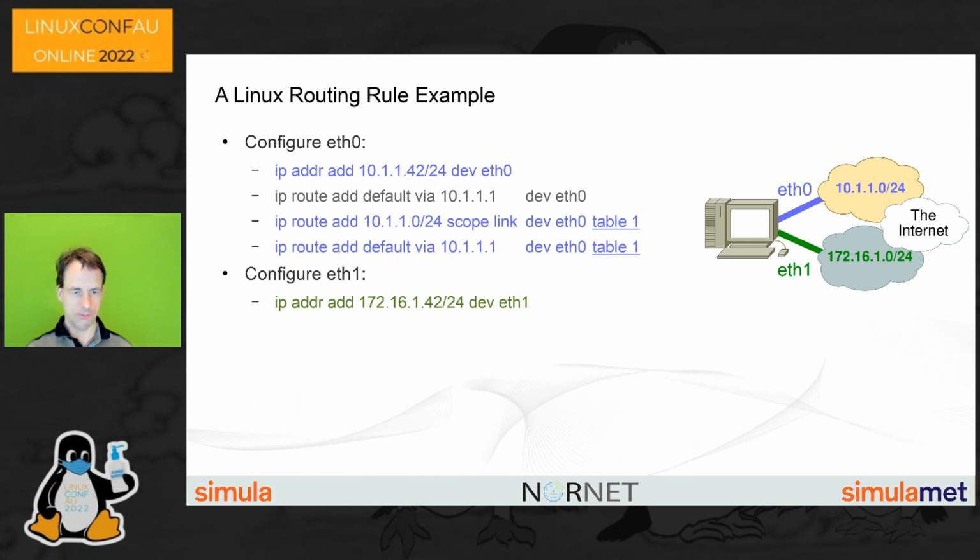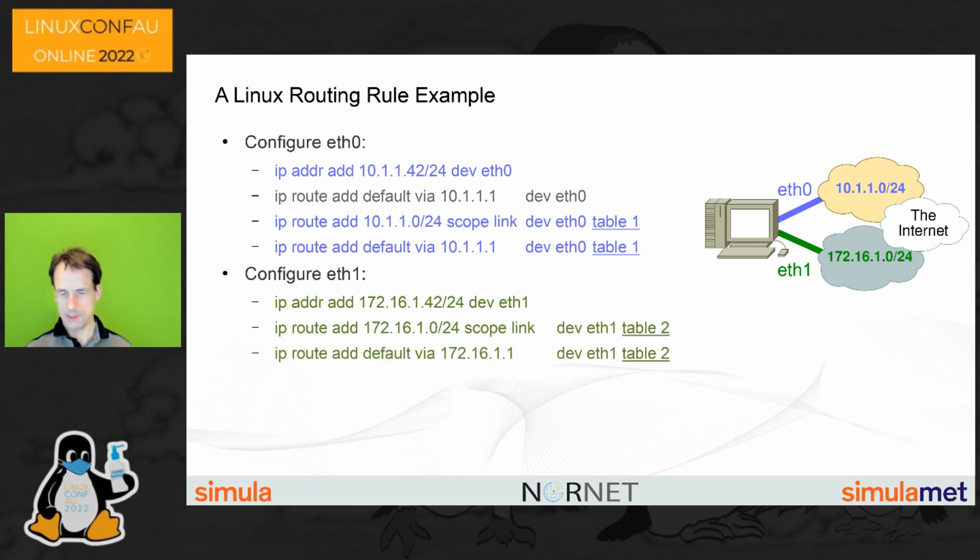In this case, we use the address 172.16.1.42 as again as /24 network, and create a second table, table number 2, with the local scope as well as a default route. So now we have, in addition to the main routing table, 2 additional tables, table 1 and table 2 for ISP1 and ISP2.